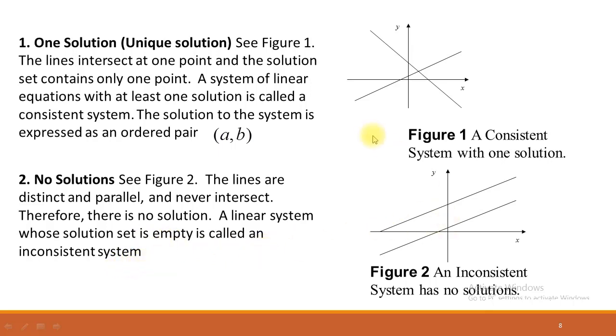So dear students, note that if the system has a unique solution, then in the graphical representation the lines intersect each other at one point. And if the system has no solution, then in the graphical representation the lines will be parallel and never intersect each other.